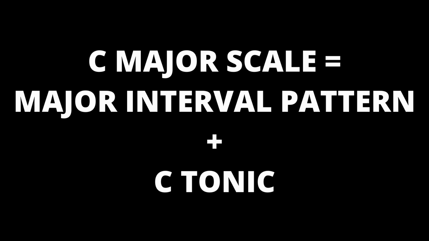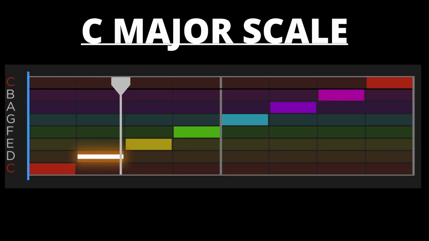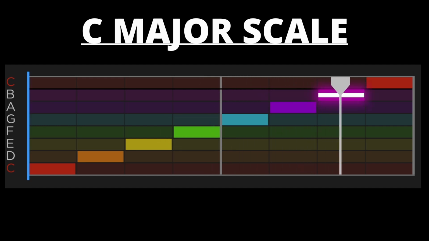For example, the C major scale has a major interval pattern, which gives it a major sound, and begins on, or has the tonic of, the C note. The most common and foundational scale is the major scale. If you've not heard the name before, you will certainly recognize the sound of the major scale. You just heard the C major scale. It has the notes C, D, E, F, G, A, and B. These are all of the white notes on a piano.